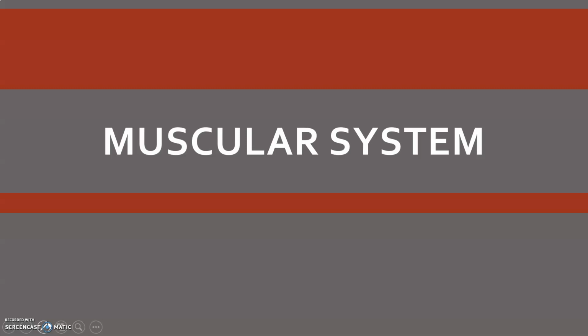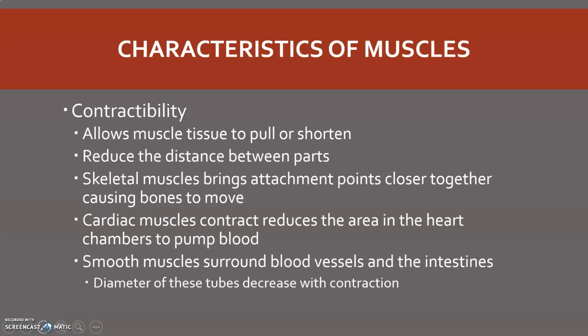Today we are discussing the characteristics of muscles, the structure of skeletal muscle, and muscle tone. Muscles have the ability to contract. This allows muscles to pull or shorten, which reduces the distance between parts. Skeletal muscles bring attachment points closer together when contracting. This causes bones to move.